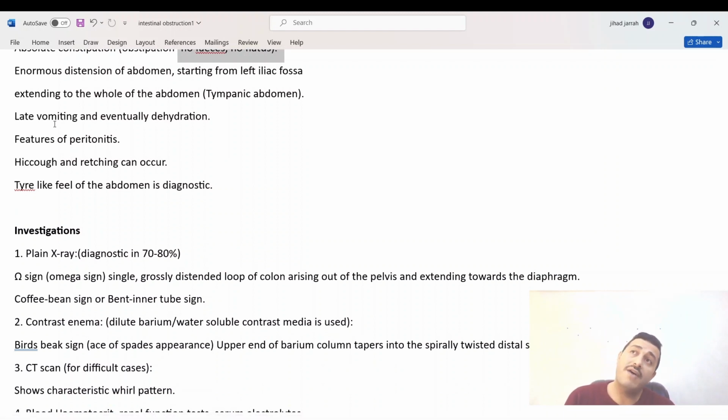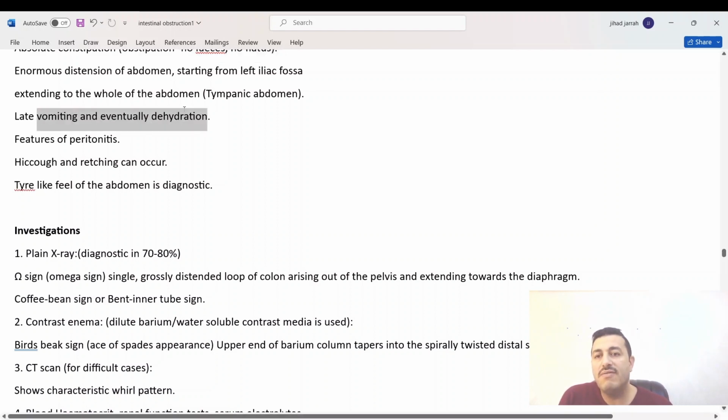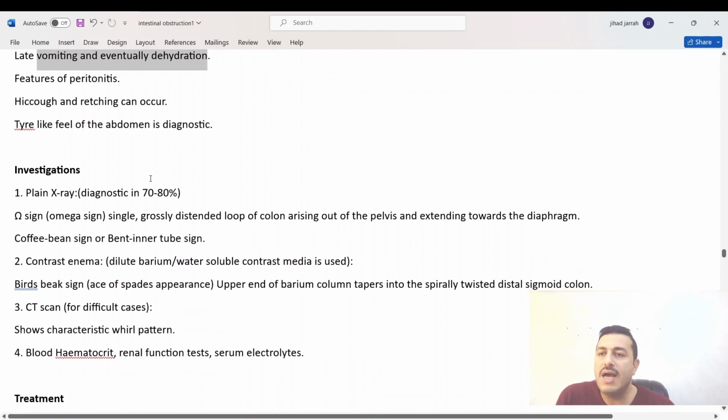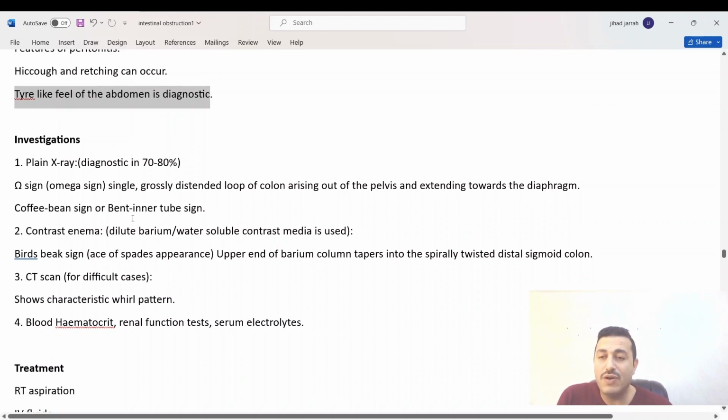Actually, vomiting means we have secondary bowel obstruction, meaning an incompetent ileocecal valve, which will lead to dehydration, features of peritonitis if we have perforation, hiccups, and if you like the classic information, a inner-tube-like feel of the abdomen means sigmoid volvulus.